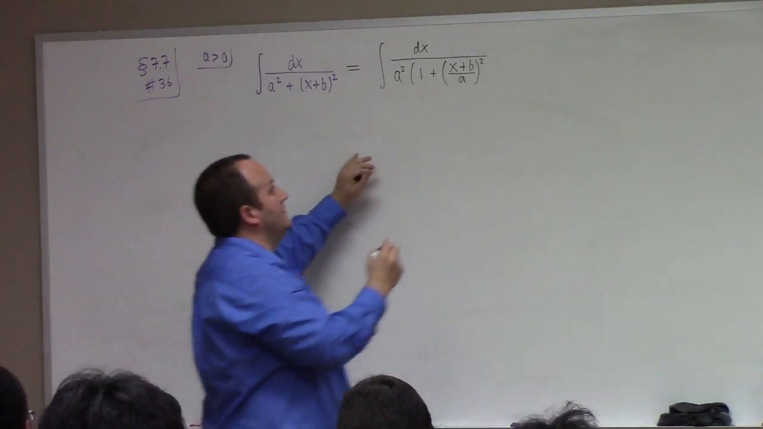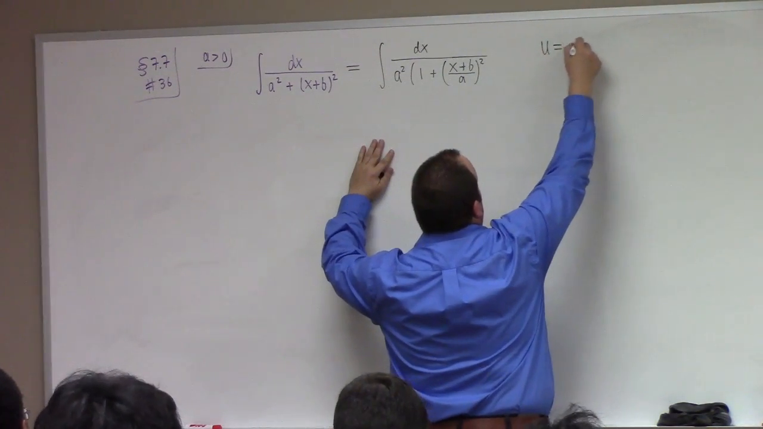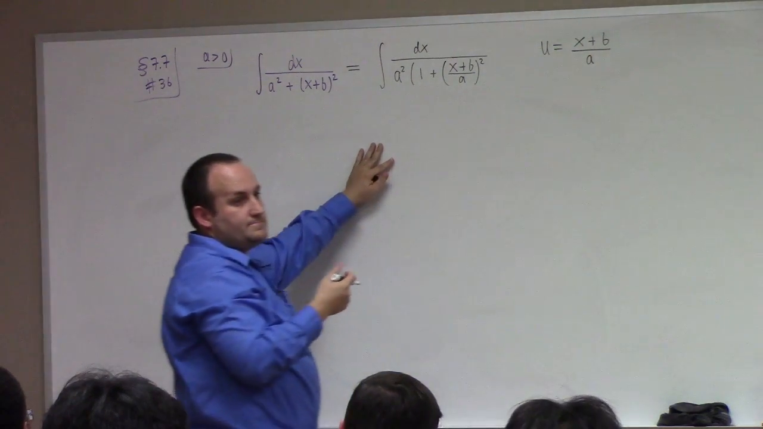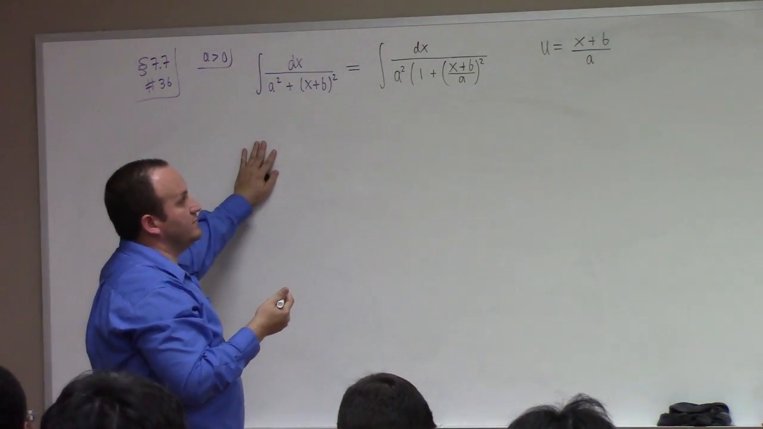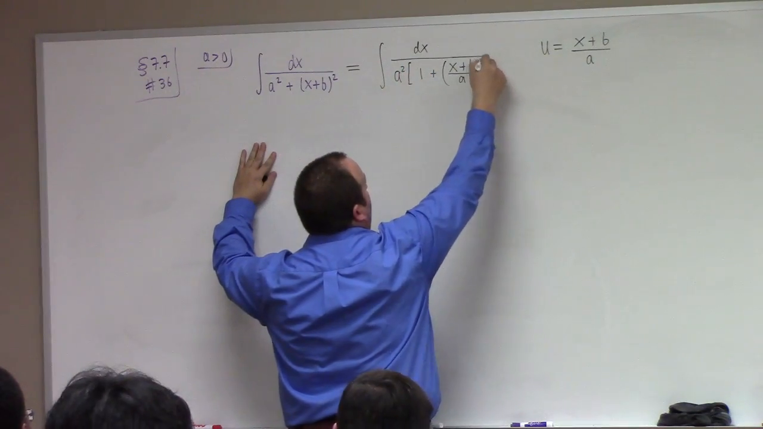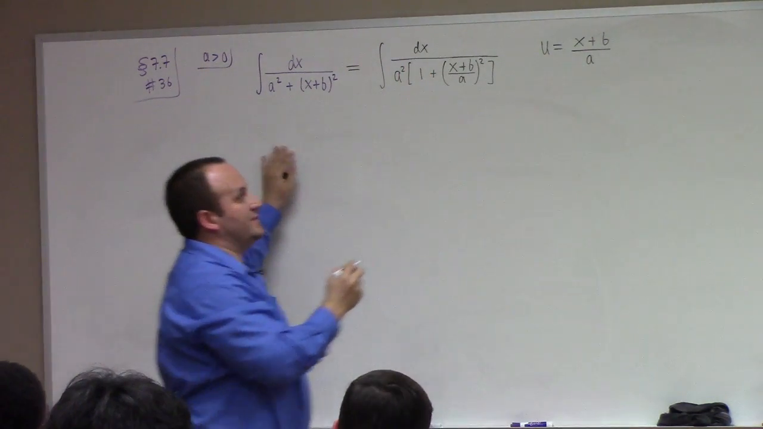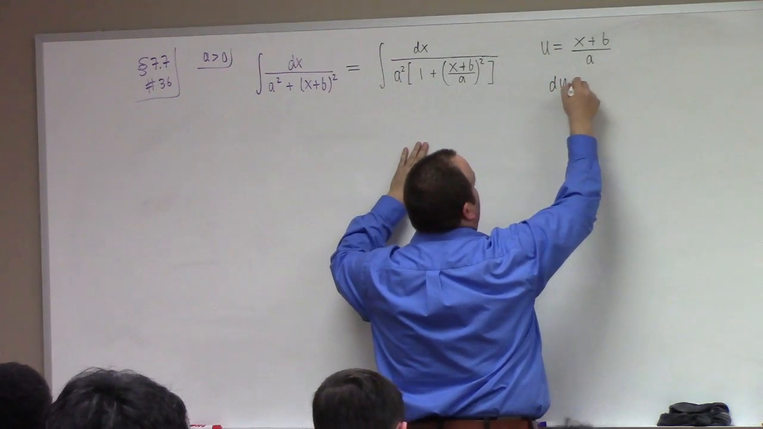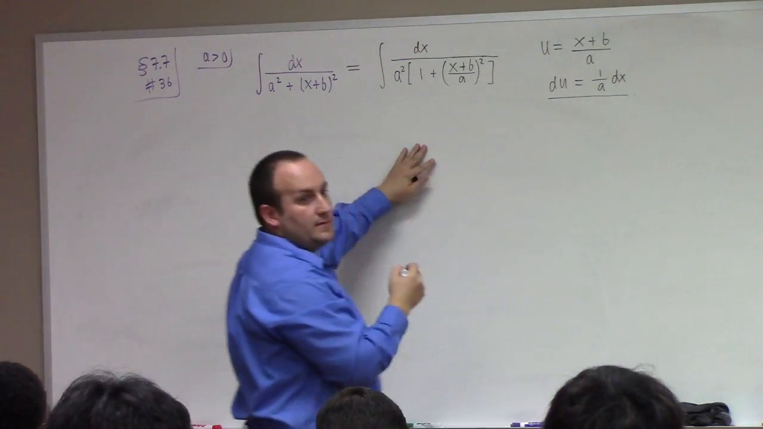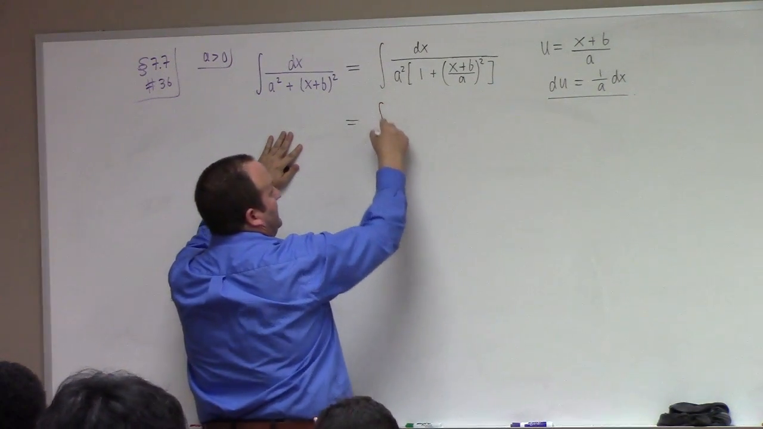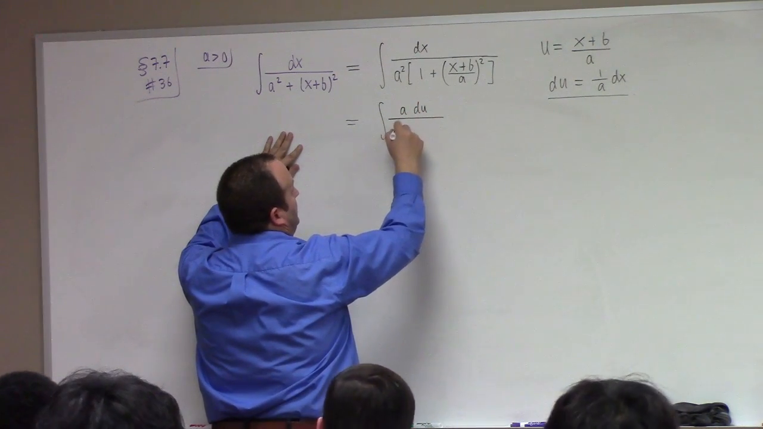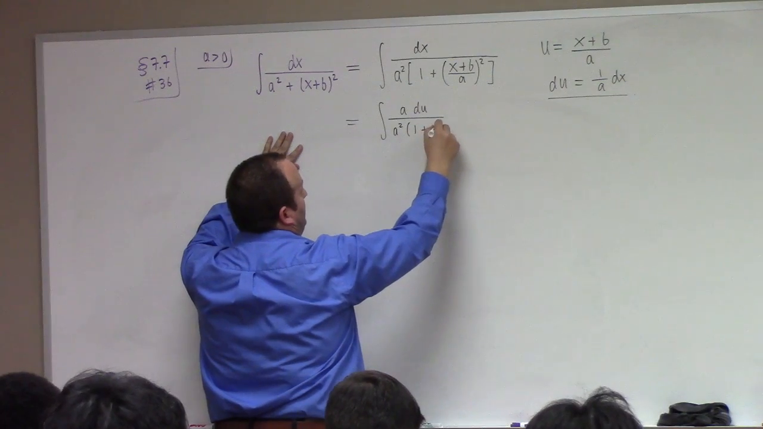And so that suggests to me I can make a u equals x plus b over a substitution, right? So if I do that, what's dx? So du is equal to what? 1 over a times dx, right? So make the u substitution. We've got a du divided by a squared times 1 plus u squared.